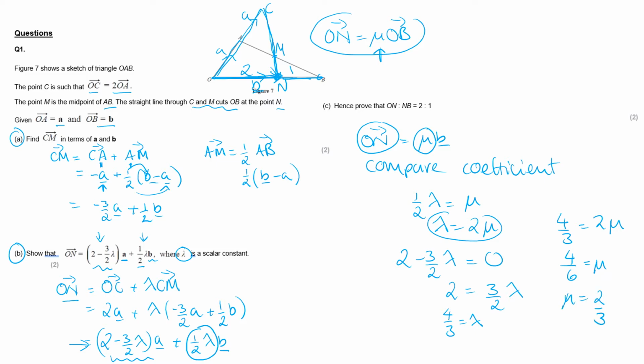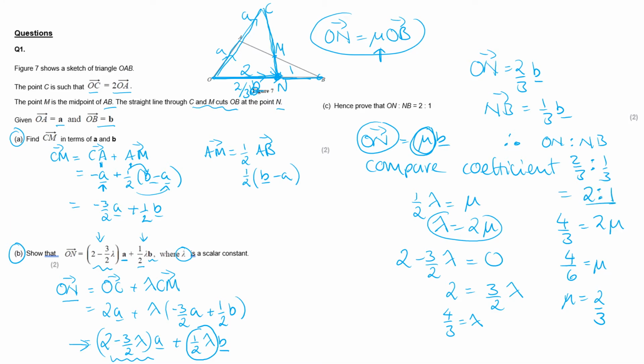Now what was mu? Mu was the fraction of b. So we've seen that that is 2/3 of b. So O to N is equal to 2/3 of b. So N to b must equal 1/3 of b, because the whole journey is a whole b. So therefore O to N, N to b is in the ratio 2/3 to 1/3, which is 2 to 1.